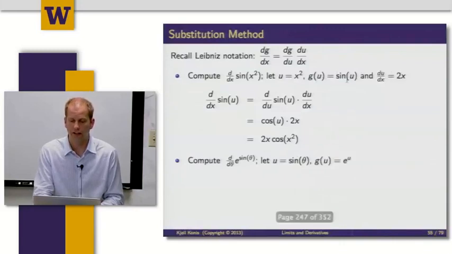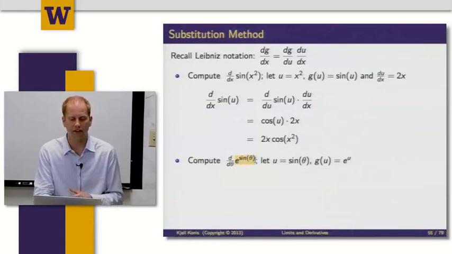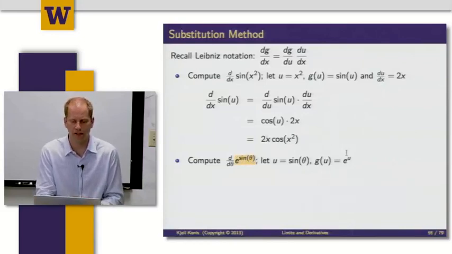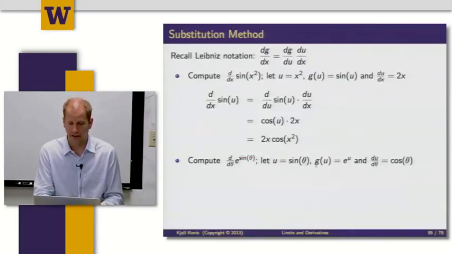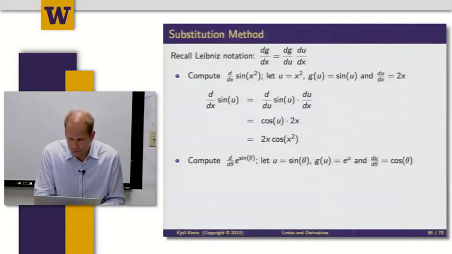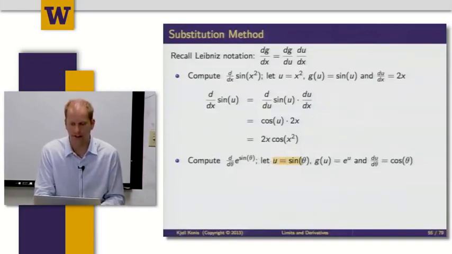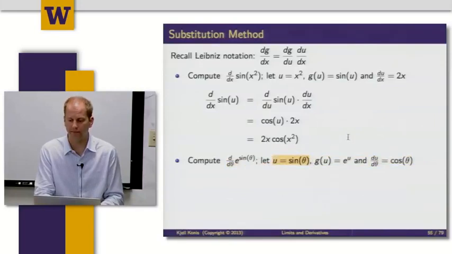So g of u is then just going to be e to the u. I get that just by looking at my original function and making the substitution u equals sine of theta, or sine of theta equals u. And then I also need the derivative of my substitution. So du d theta is just going to be cosine of theta. If I take the derivative of this with respect to theta, I'm just going to get cosine of theta.